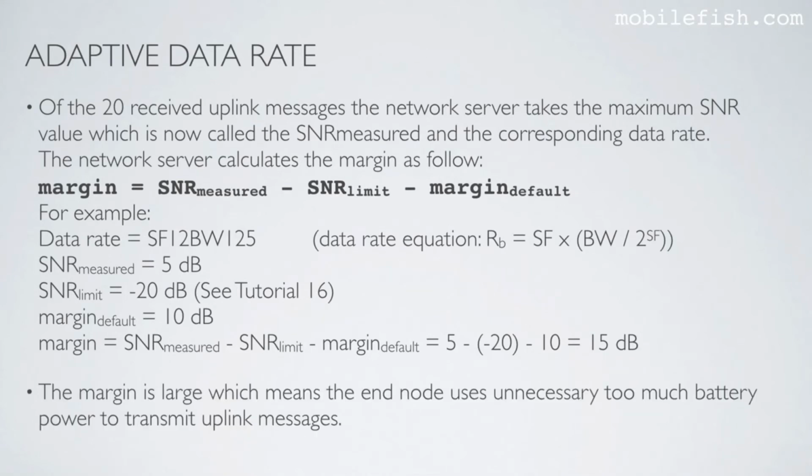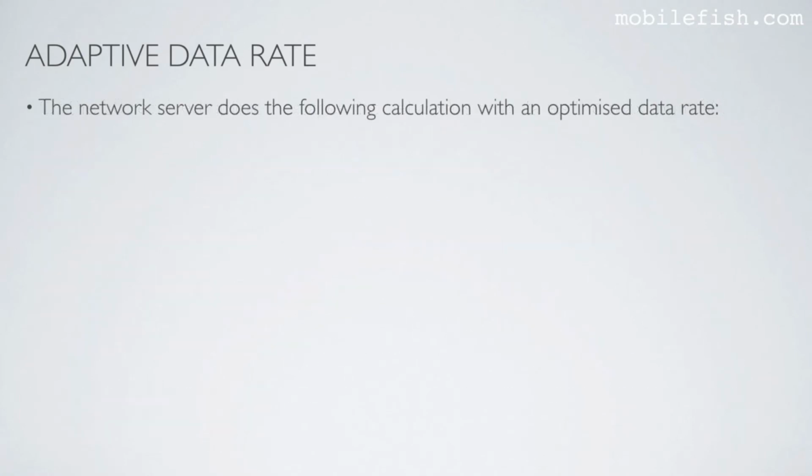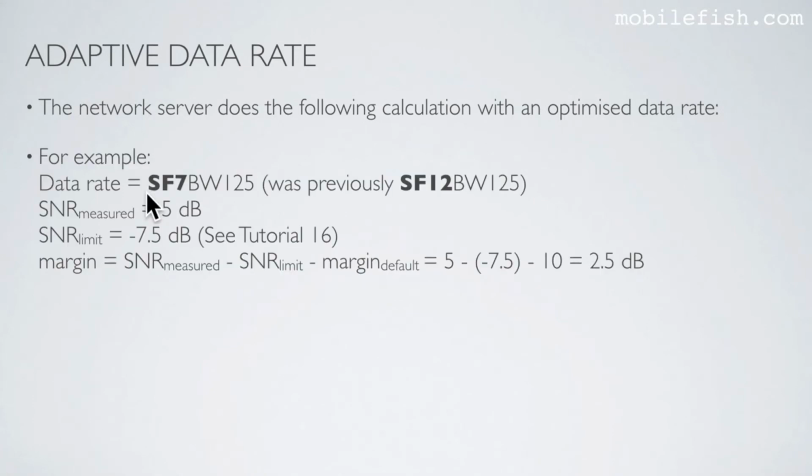The margin is large, which means the end node uses unnecessarily too much battery power to transmit uplink messages. The network server does the following calculation with an optimized data rate. For example, the data rate is now based on spreading factor 7 and bandwidth 125 kHz. It was previously spreading factor 12. The signal-to-noise ratio measured is still 5 decibel. The signal-to-noise ratio limit is now -7.5 decibel, because the spreading factor is now 7. The margin can now be calculated, which is now 2.5 decibel.